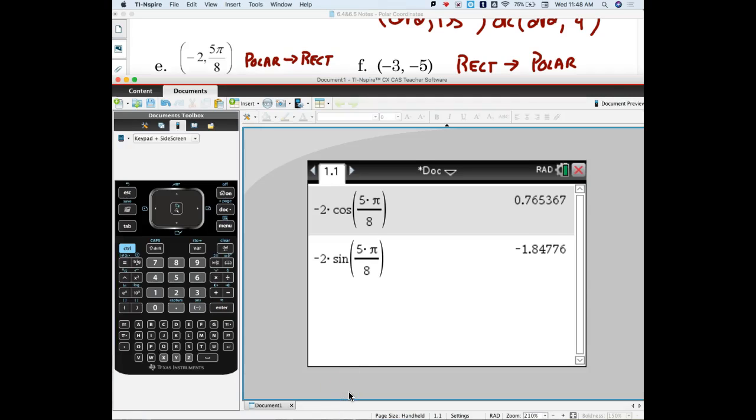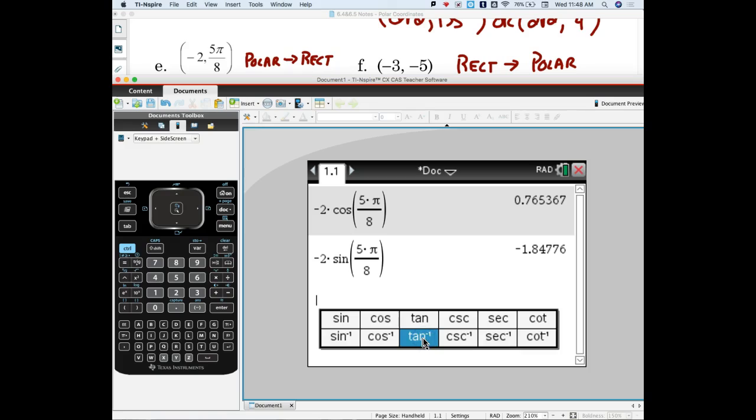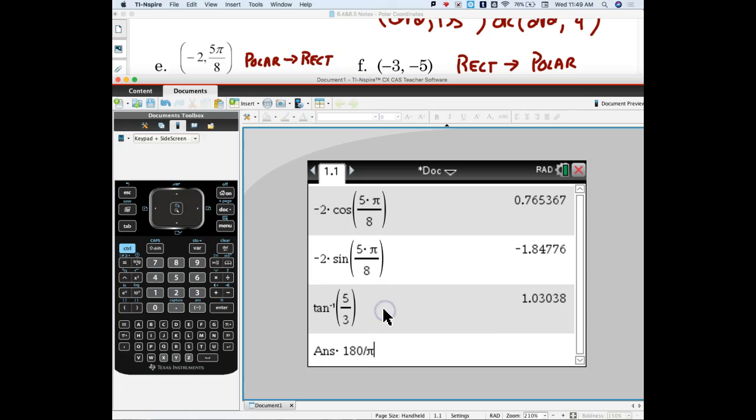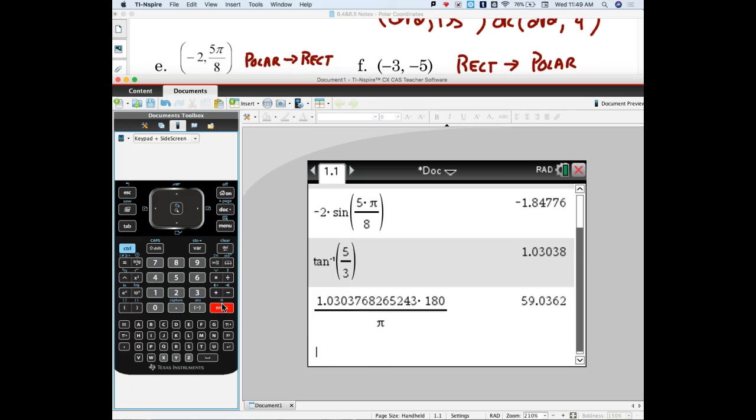So I'm going to go inverse tangent of 5 divided by 3, and I get ruh-roh. Is that my angle? I'm in radians. So that is my radian measure. If I want to convert that into degrees, I have to multiply by 180 and divide by pi, which gives me 59.036.